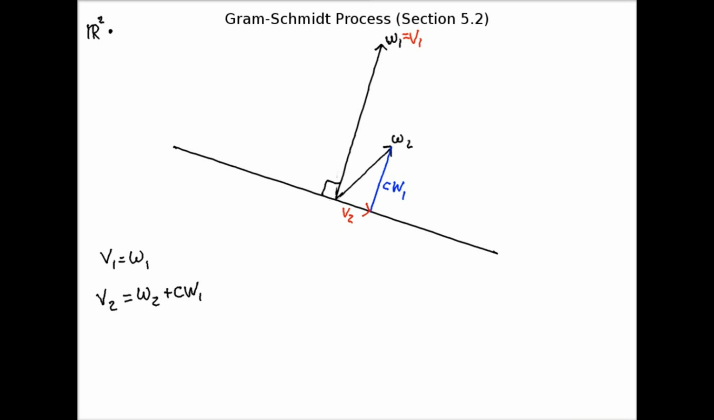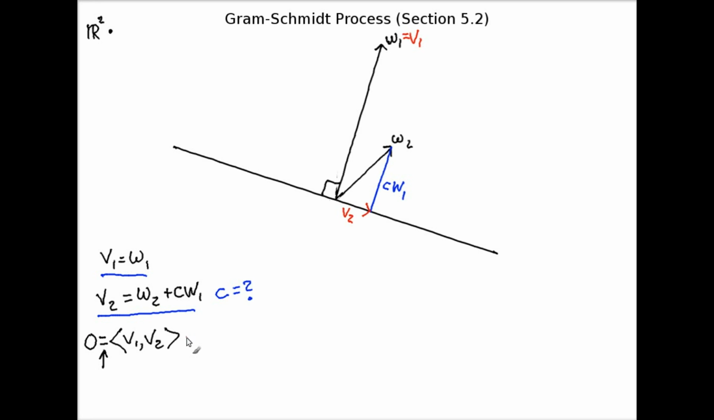So let's look at this a little bit more closely. Here's the same picture pared down a little bit. There's my two vectors W1 and W2, and I set V1 to be W1 and V2 to be this one. And as I said before, I want to know what C is equal to. How do I know what C is supposed to be equal to? Well, I need to choose C so that V1 and V2 are orthogonal. So I want to make the inner product of V1 and V2 equal to 0.